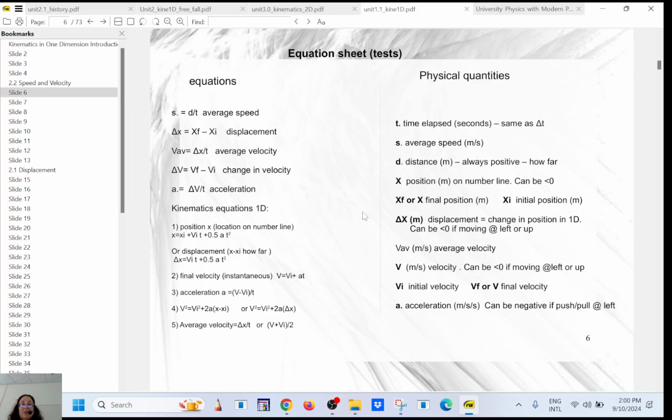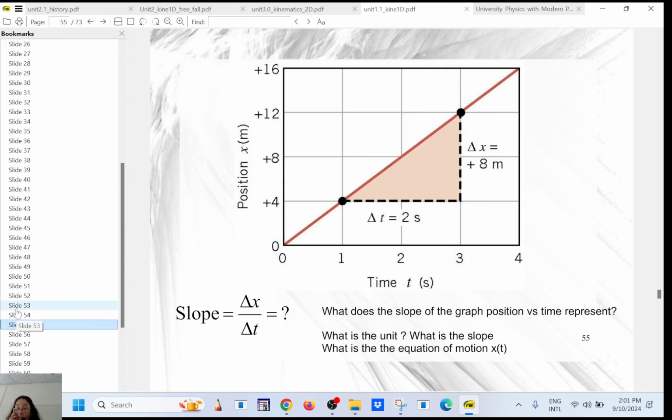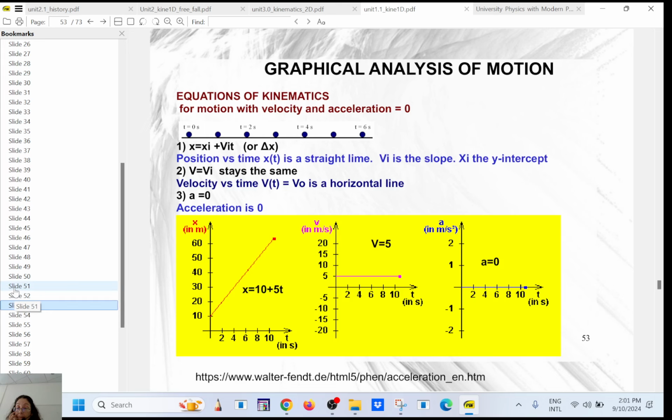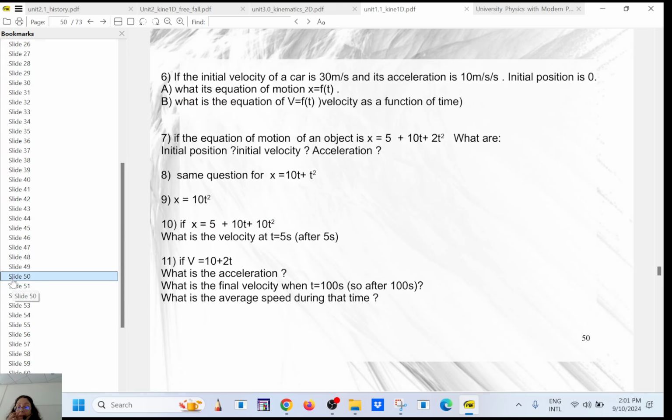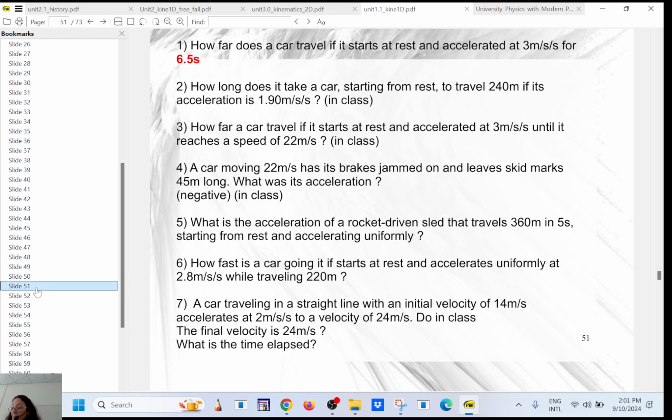Okay, so remember you have this here, slide number 6. I'm trying to have all the physical quantities and then the equations there, right? Okay, and then I don't know where we stopped. So we are done with this one. So let's do some of those ones.